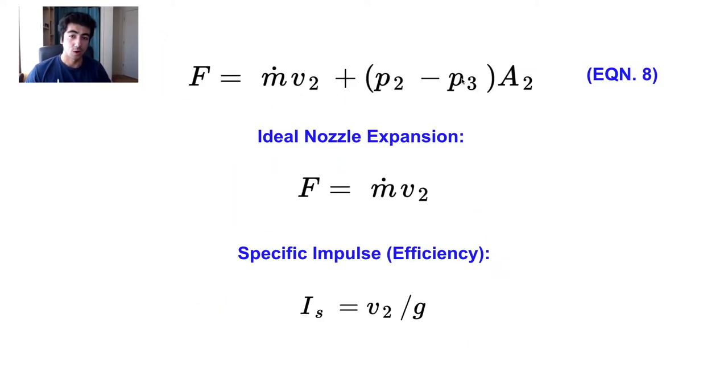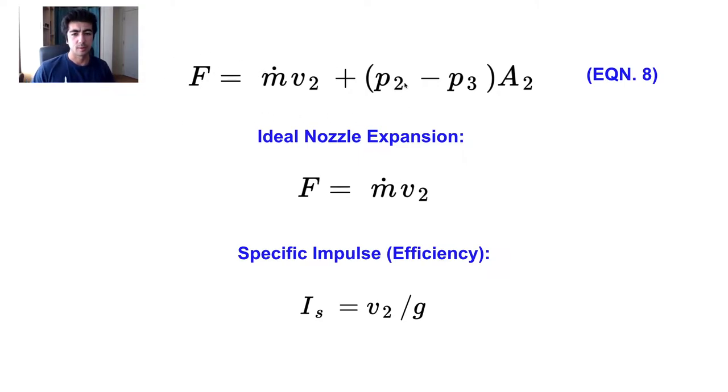And so back to our thrust equation, that extra term I mentioned briefly at the beginning is due to these differences in pressure. So P2 here is the pressure at the exit of the nozzle, P3 is the pressure of the atmosphere, the ambient pressure. And so what we're trying to do is get P2 and P3 to be equal. And if your nozzle is not ideally expanded, this term will decrease the total thrust you're getting.